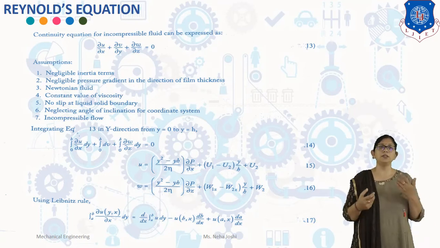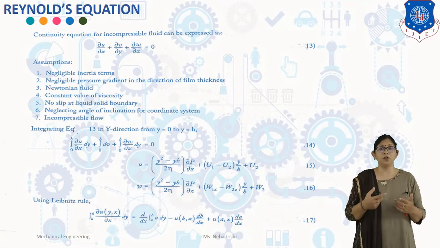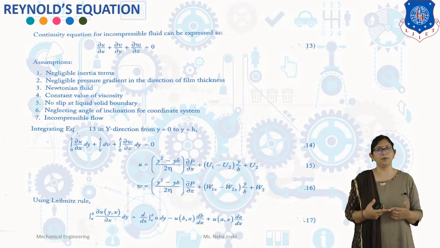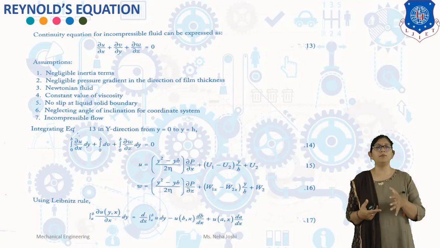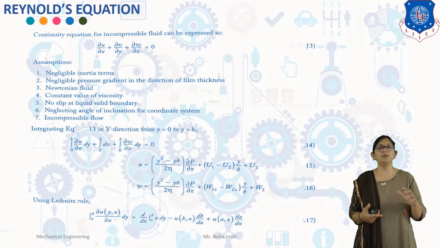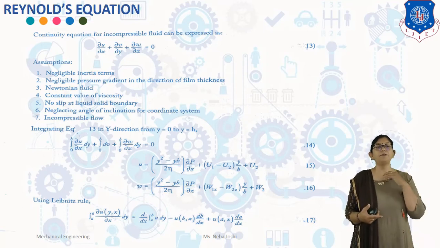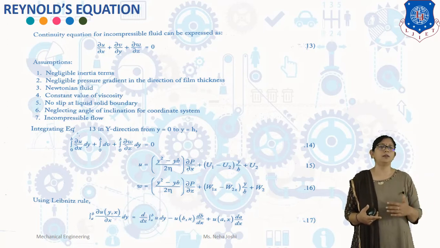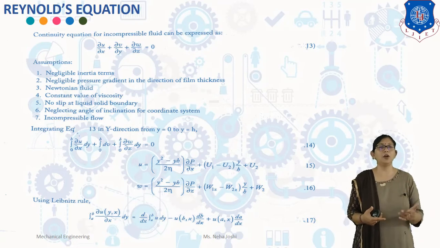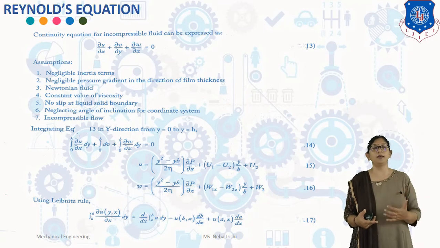Now this equation is based on the following assumptions. First one, inertia terms are negligible. Second one, pressure gradient in the direction of film thickness is negligible. Third one, the fluid is Newtonian fluid. The fourth assumption is constant value of viscosity. The fifth one is there is no slip at a liquid-solid boundary. The sixth assumption is neglecting angle of inclination for coordinate system, and the flow is incompressible.